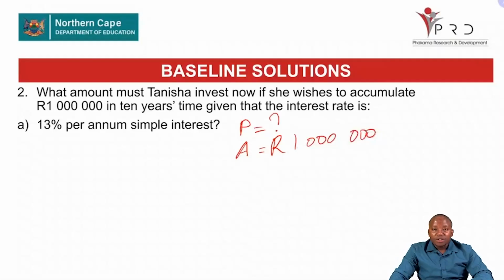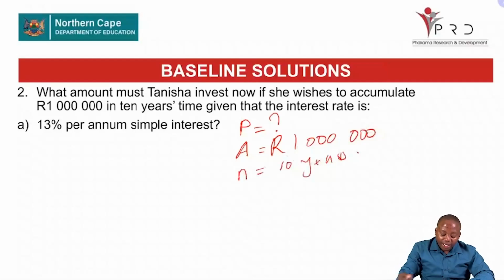And she wishes to get this amount in 10 years' time. So our period in this case is how much? It's 10 years. Now let us check on number A. So we're saying for number A, the interest rate is charged at 13% per annum simple interest. So in this case, remember, we must also find I for number A.